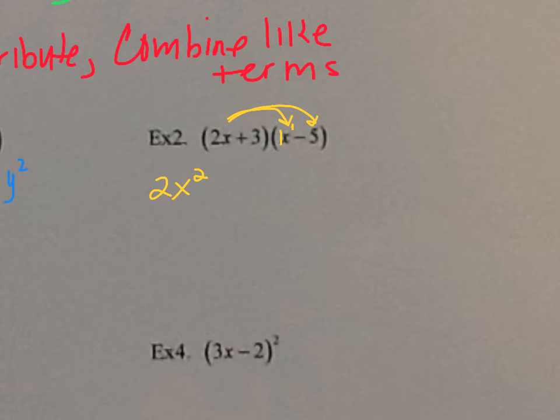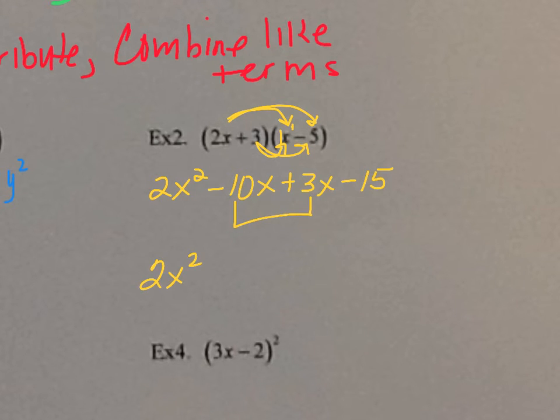2x times negative 5 would be negative 10x. Now you multiply the 3. 3 times x is 3x. And 3 times negative 5 is negative 15. Now, right here in the middle, we do have like terms that we have to combine. So we have 2x squared, and then we have negative 10x plus 3x. So negative 10 plus 3 is negative 7, so it'll be negative 7x. And then we have minus 15.